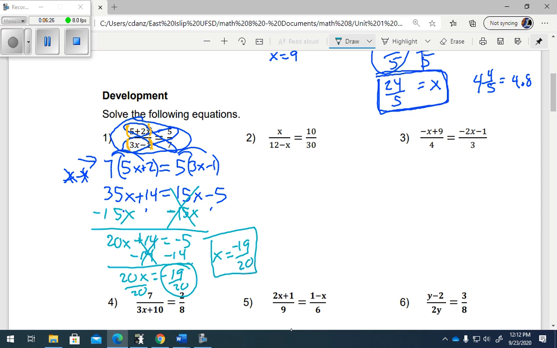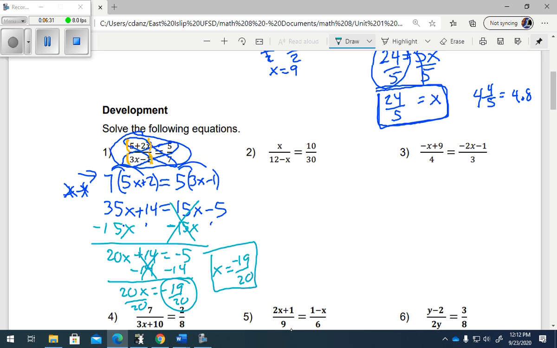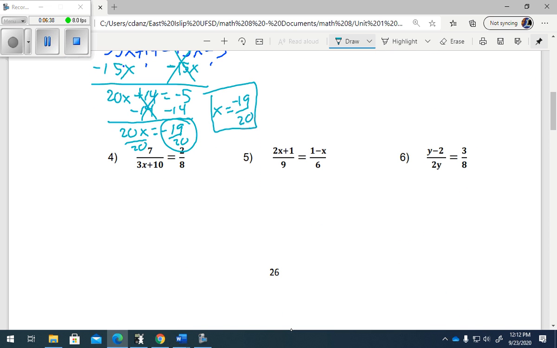I also said I wanted to do 6 with you. Sorry, my pen wasn't working. So I could put parentheses here and do these cross products. I have to do 8 times y minus 2. On the other side, you can put parentheses here. You don't really have to, since there's not a plus or minus sign. I guess we'll put parentheses there, though, so it's 3 times 2y.